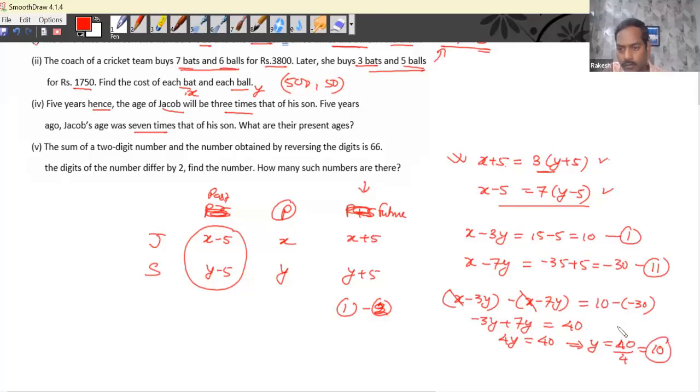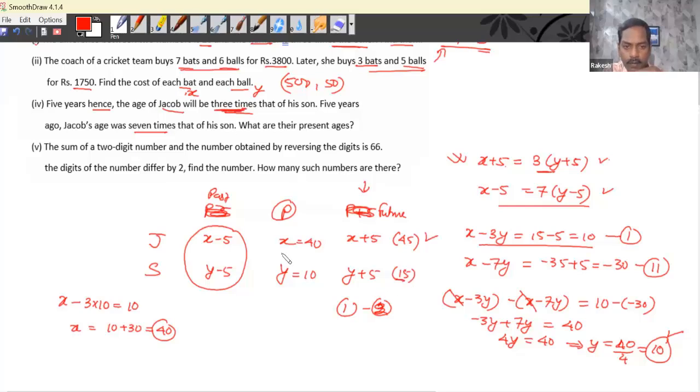Right? What we can do? We can substitute the value of y in one of the equations. So here it should be x minus 3 times 10 is equal to 10. So the value of x would be what? 10 plus 30, which will make it 40. So Jacob's present age is 40 years and his son's present age is 10 years. This is my answer. And you can cross check. In the future, 5 years from now, the age would be 45, the age would be 15. Clearly, this is 3 times. 5 years before, this age would be 35, this age would be 5. Clearly, this number is 7 times this. Both are matching, right?